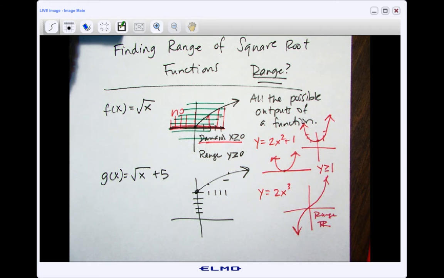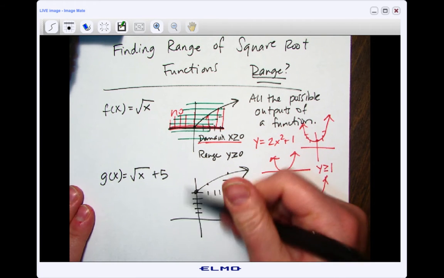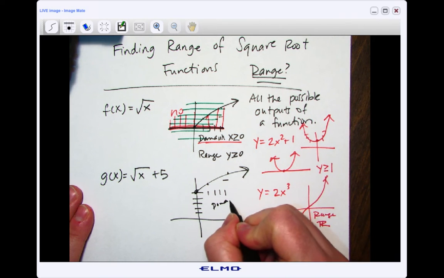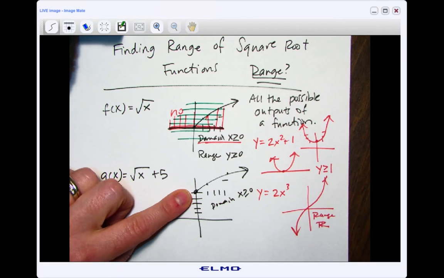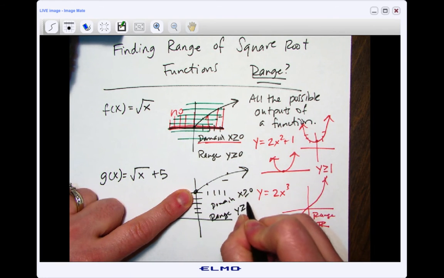So you can see our domain hasn't changed, right? Because all of these guys over here I still can't use, but all of these guys are allowed. So my domain has remained x is greater than or equal to 0. But now the lowest place I'll ever be is y has to be greater than or equal to 5.